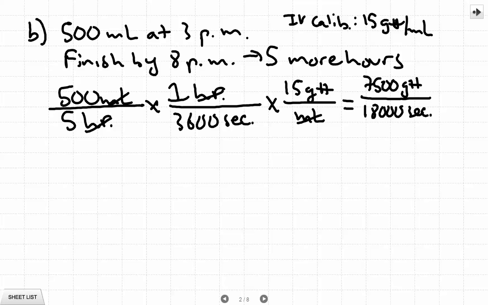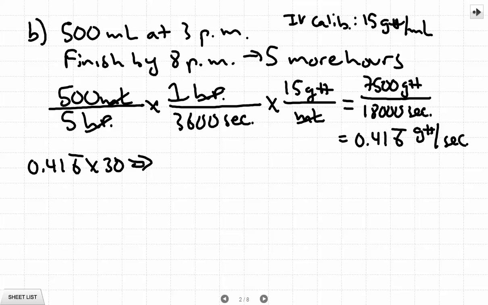And if you do the math there, that comes out to be 0.416 GTTs per second. And again, now we have to make this observable. So we could try multiplying by 30. 0.416 times 30 would give us 12.5 GTTs in 30 seconds. And you can see, of course, that you cannot measure or observe half of a drop.